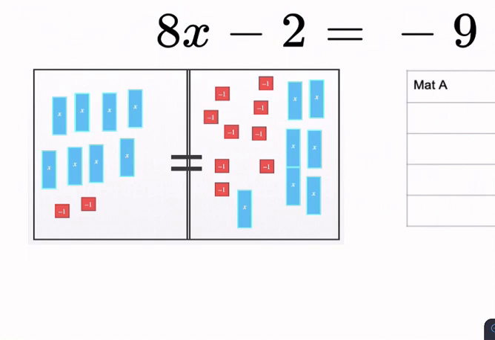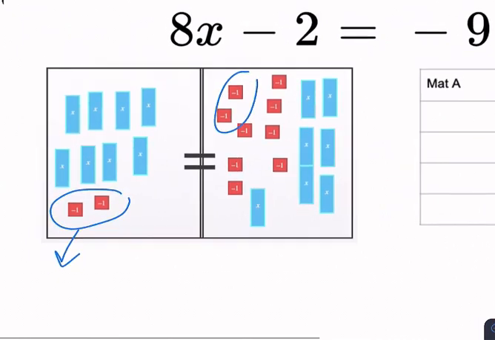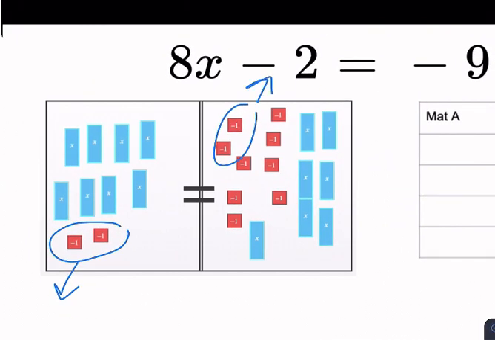But looking here, I don't have any zero pairs. And remember, zero pairs are a positive and a negative of the same tile on the same side. So I don't have any of those on either side, but I can remove balanced sets, so the same amount from both sides. So I have two negatives I can remove from that side.